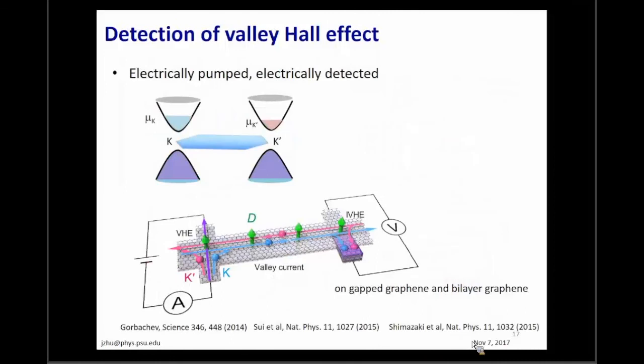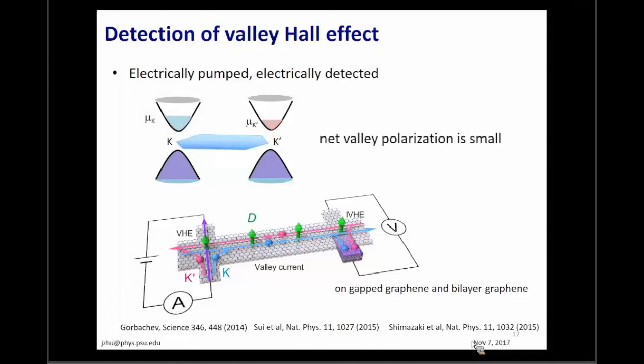How about electrically generated and electrically detected? That can also be done, although the signal is much weaker. The idea is that you apply a current here, and by virtue of K and K prime being K and minus K, you would have a slight population difference between those two valleys in order to push a net current through. And that would generate a slight valley current here through the valley Hall effect. And you can convert that valley current back to a voltage signal on this end via the inverse valley Hall effect. Kind of like how the spin Hall and the inverse spin Hall worked. So this experiment has been done on a few materials, gapped graphene and bilayer graphene.